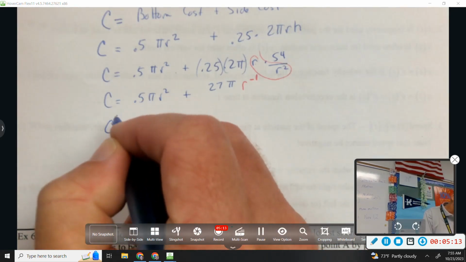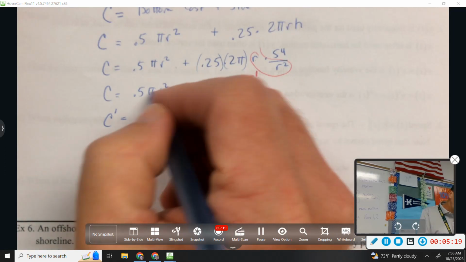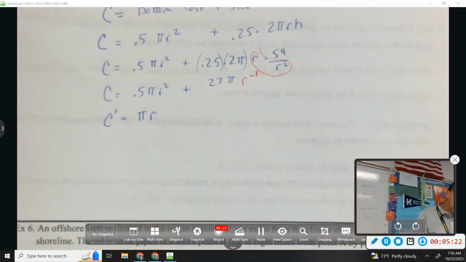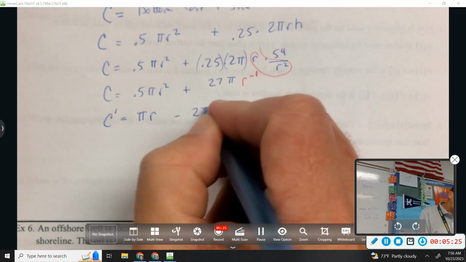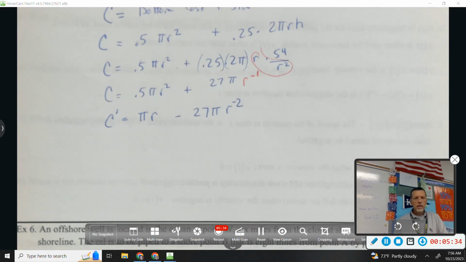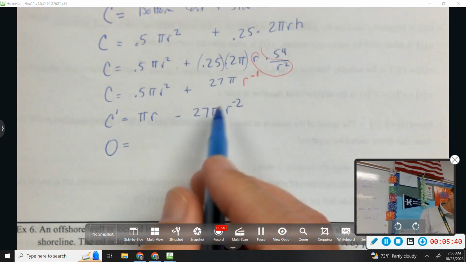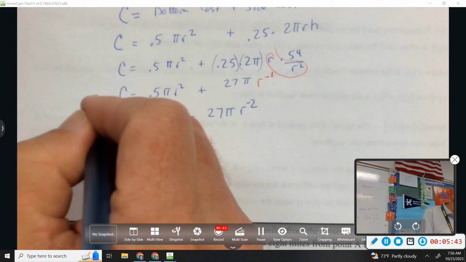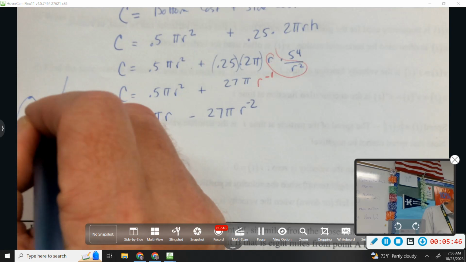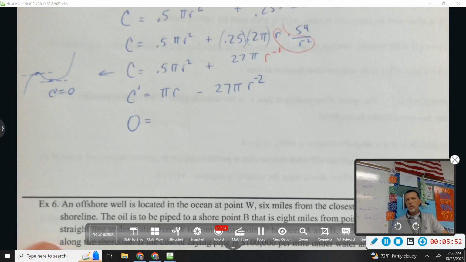Alright, so now I can take a derivative. 2 times 0.5 is 1. That's kind of nice. So pi r minus 27 pi r to the negative 2. And we set that equal to 0. Right, because I don't know what this thing looks like, so who knows. But I do know that maxes and mins occur where c prime, where the derivative is 0. So let's take a derivative, set it equal to 0, and then we'll figure out if we've got a max or a min there.